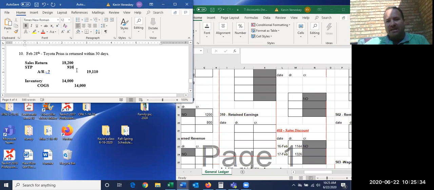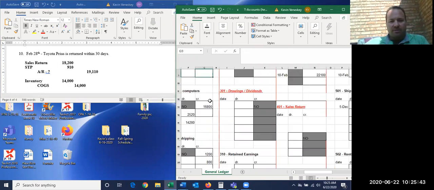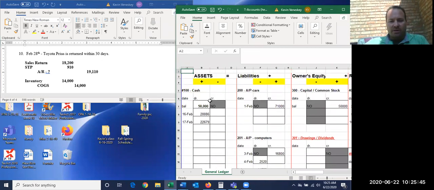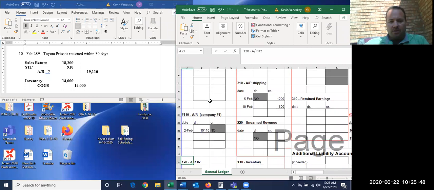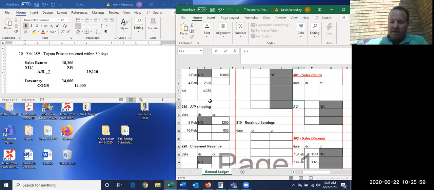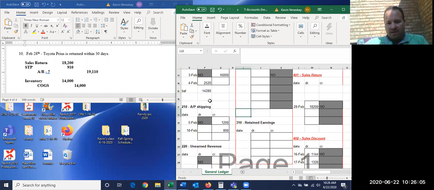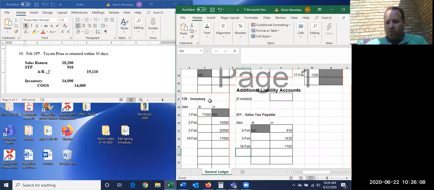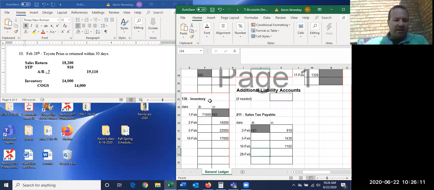We're going to then debit the sales tax that was collected because we're giving that money back. And then we're taking it off of the customer's bill. So when we come over to look at the customer's bill, we're taking away on 2-28 the $19,110, so their balance is 0. And when we do that, we're going to have a sales return on 2-28 for $18,200, and we're going to get rid of our sales tax on 2-28. We no longer owe $19.10 because we gave that back to the customer.